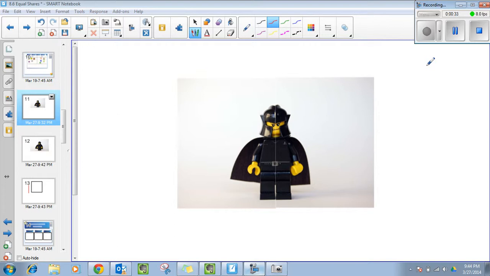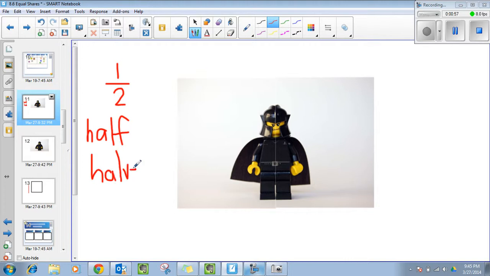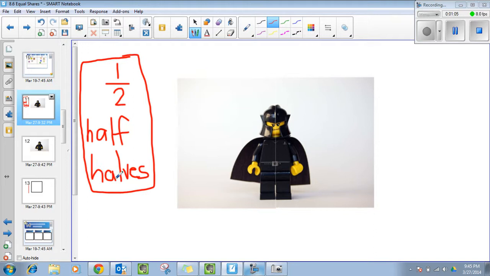Okay, so a fraction is a part of the whole. You can see here I have a Lego guy, and the first fraction we're going to talk about is called halves. You might see it written like this, as 1 over 2, or written out as the word half, or you might also see it called halves. Any of these combinations mean the same exact thing: 1 over 2 means half, the word half means half, and the word halves means half as well.